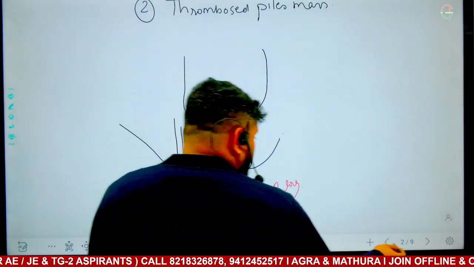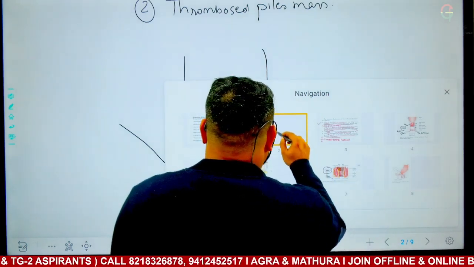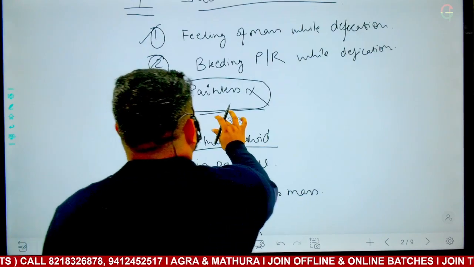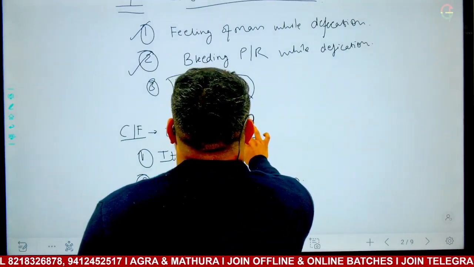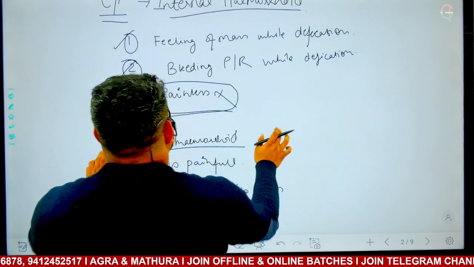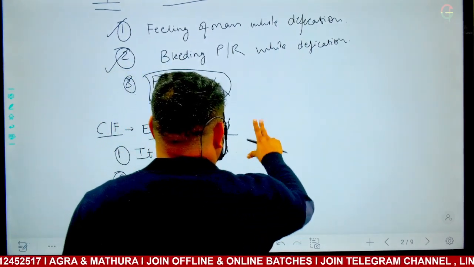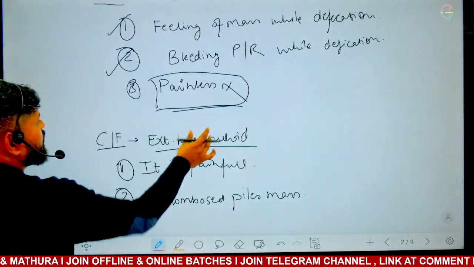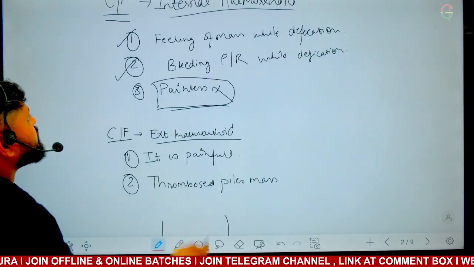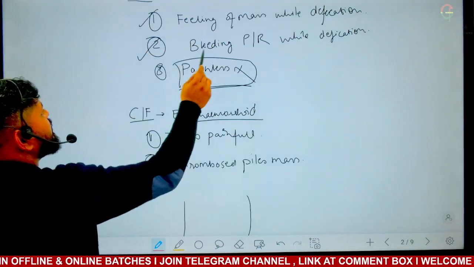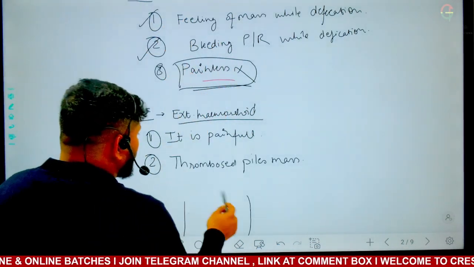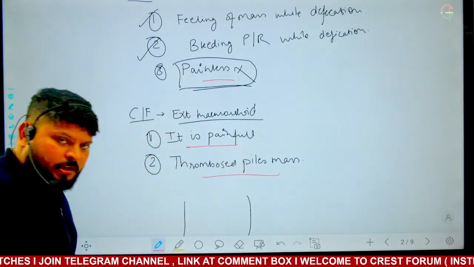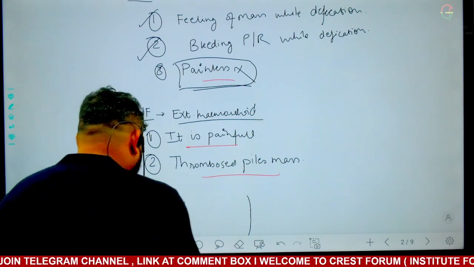what are the clinical features of internal hemorrhoids and the external hemorrhoids. Internal hemorrhoid: feeling of mass, bleeding per rectum and painless. In external hemorrhoid, it is painful and a thrombosed pile mass. No per rectal bleeding.